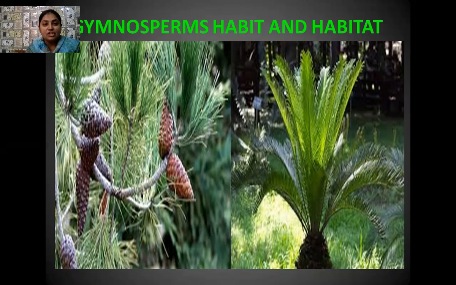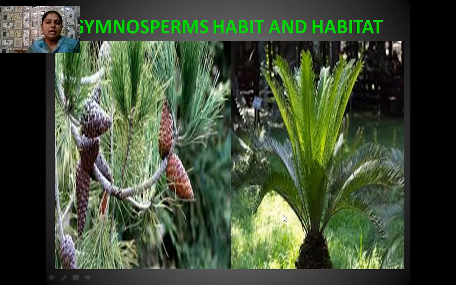And two more adaptations are also found in these gymnosperms. One is that they have a thick waxy cuticle present over the epidermal layers. And the second one is their stomata. They are also sunken stomata that are deeply embedded inside the cells, so that the loss of water can be easily minimized by these plants.